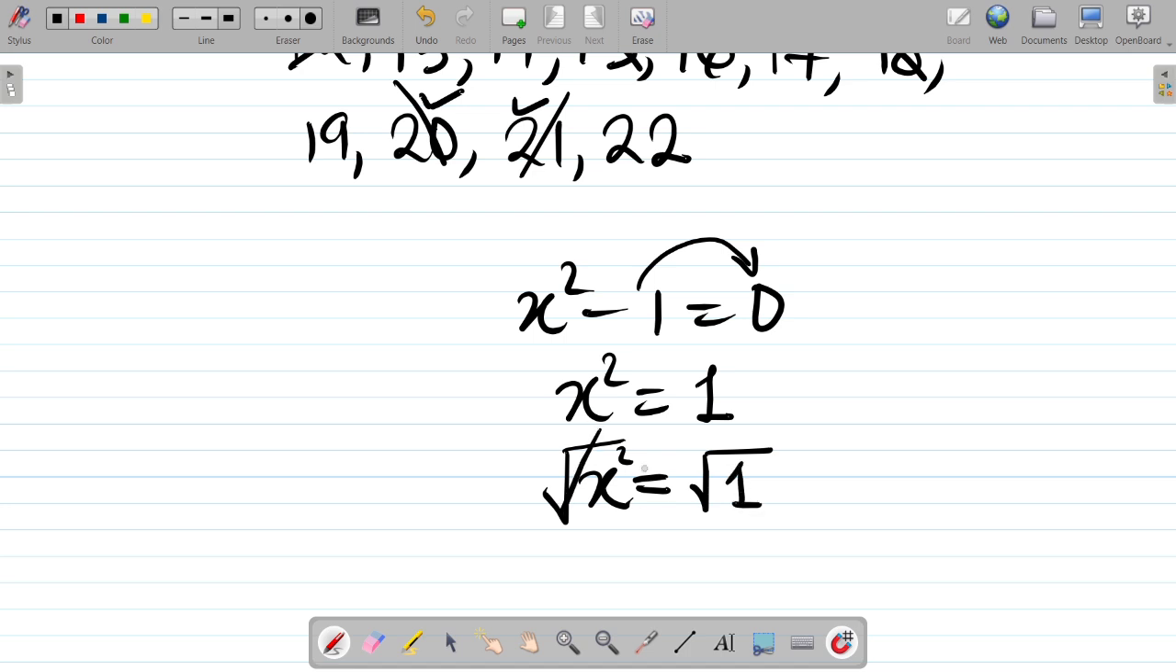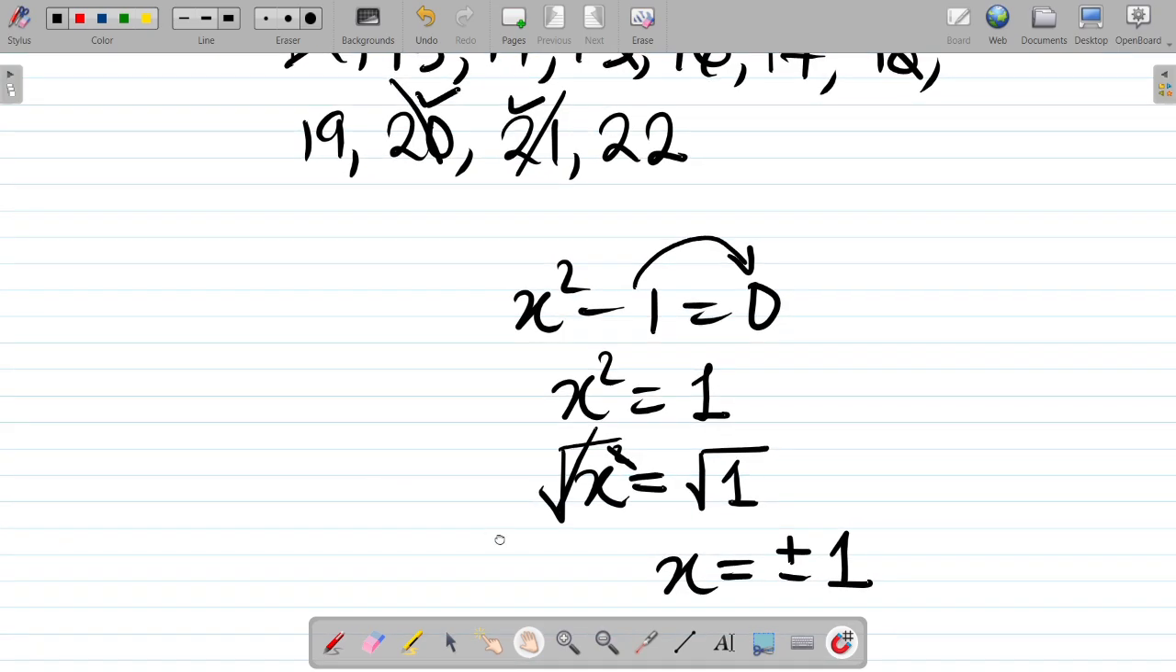From here, the square root cancels the square. We have that x is equal to the square root of 1, which is actually minus 1 or plus 1, right? Yep, that becomes plus or minus 1. So we have this. That's the square root of 1.